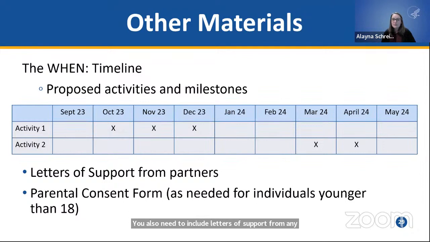If you have team members younger than 18, you also need a signed parental consent form for each individual on your submission team under age 18. That is available on the Resources tab on the Challenge website. These materials, the timeline, letters of support, and parental consent forms do not count towards the 3 to 5 page limit.